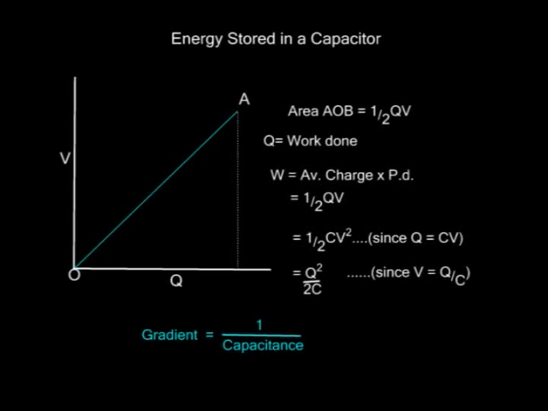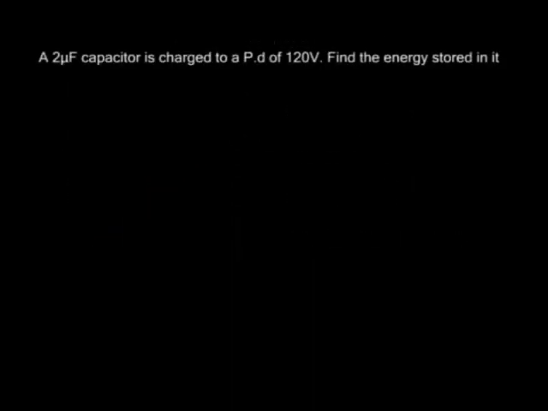An example. A 2 microfarad capacitor is charged to a potential difference of 120 volts. Calculate the energy stored in it. Solution: work done is equal to the energy stored, and it's given by a half CV squared, which is equal to a half times 2 times 10 raised to power negative 6 times 120 squared. This gives us 1.44 times 10 to power negative 2 joules.